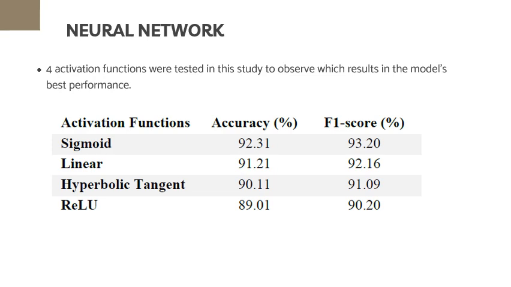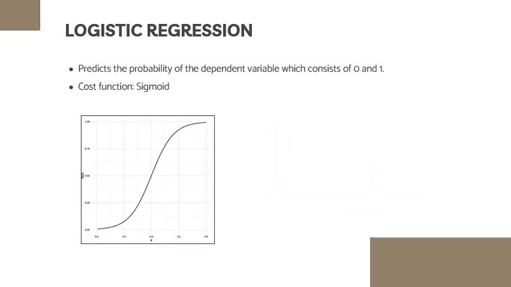Next, 4 activation functions were tested in the study to observe which results in the model's best performance, and in this case, the sigmoid resulted in the highest accuracy of 92.31% and the highest F1 score of 93.2%. The cost function used for the logistic regression is the sigmoid, and it predicts the probability of the dependent variable, which consists of 0 and 1.